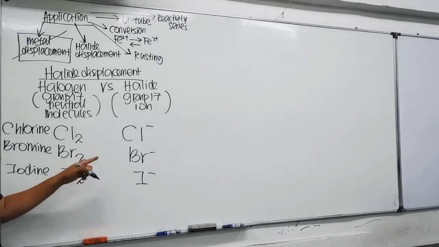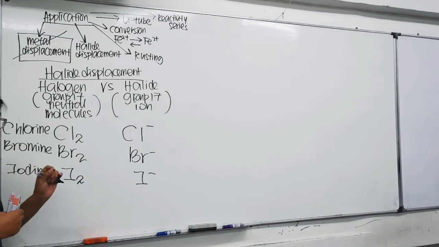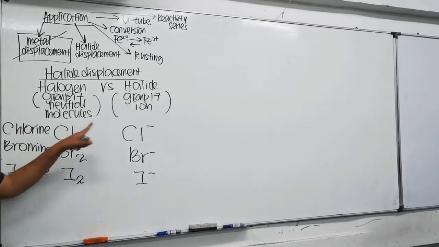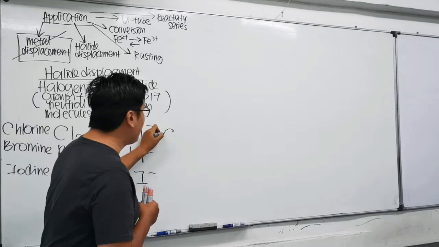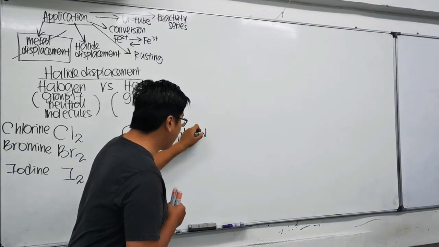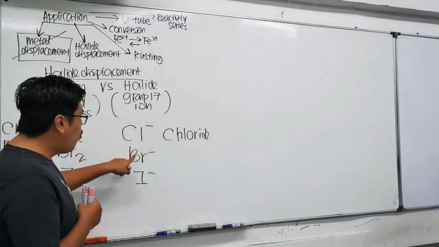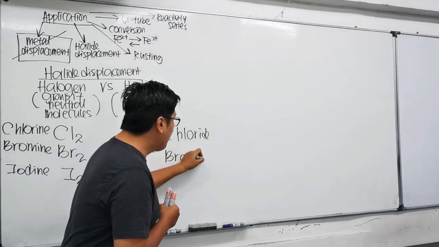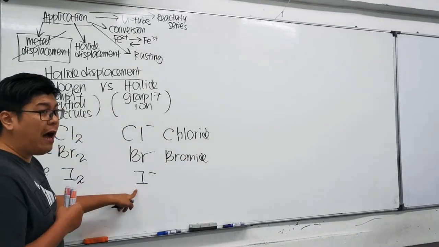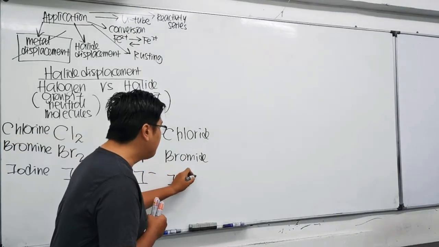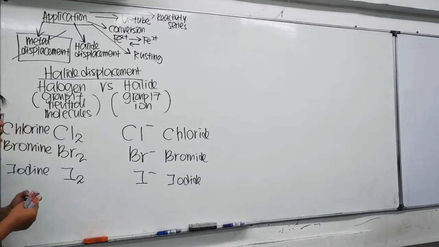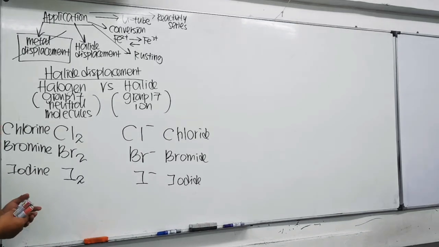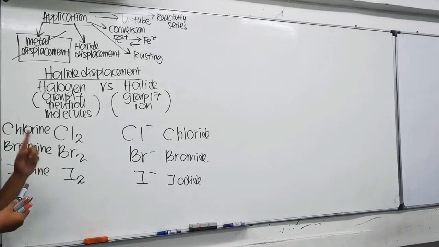When you have charge, the name will be slightly different, differing in only one letter. If you have charge, I don't call you chlorine, I call you chloride. I don't call you bromine, I call you bromide. It's not iodine, you call it iodide. Please be careful. I have seen so many people name it wrongly. They name bromine as bromide, and chloride as chlorine. Only one letter difference.